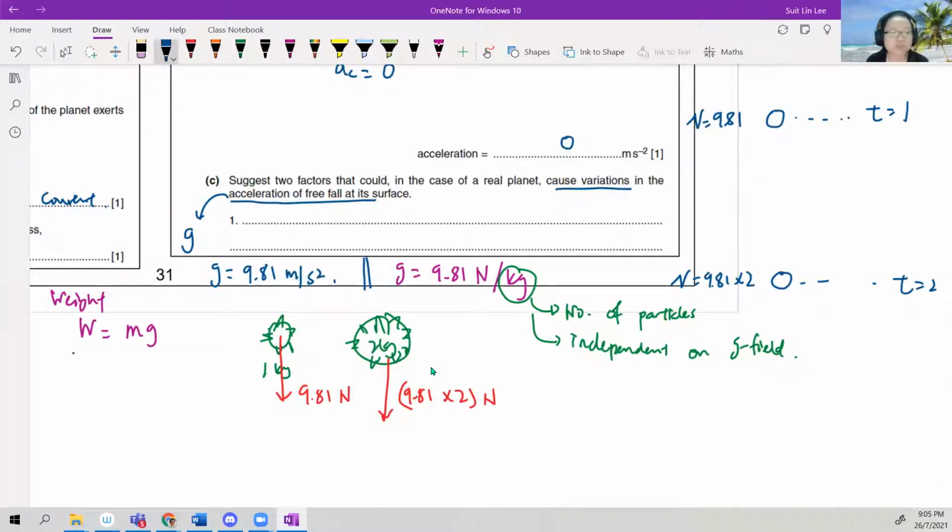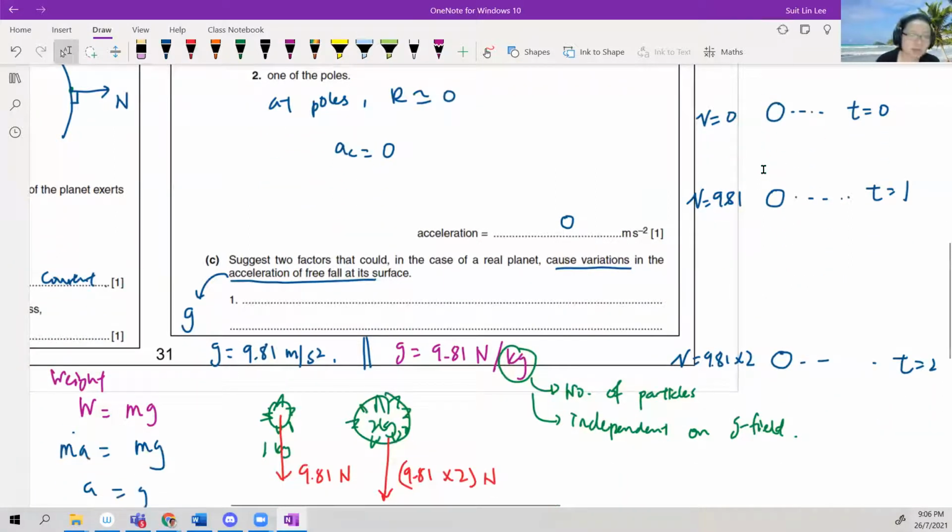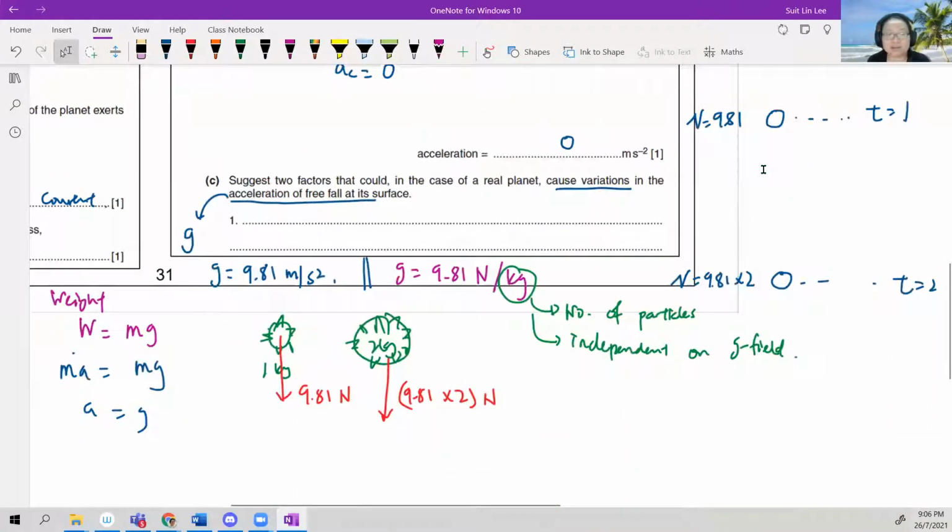So if this is the only force acting on the object, I can say ma is equal to mg. So a is equal to g, which is 9.81. That's why they mean the same thing. I can replace my ball here with a durian. It doesn't matter whether it's a 1 kg durian or a 2 kg durian, it will fall in the same way, ignoring air resistance. So what will affect this g?